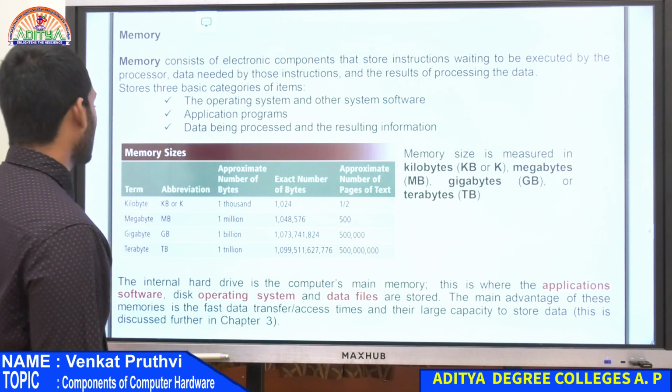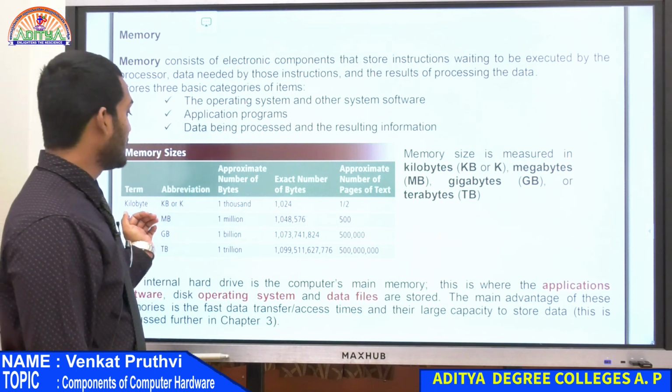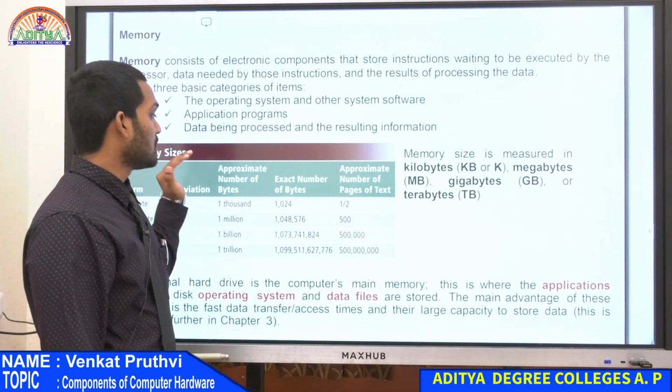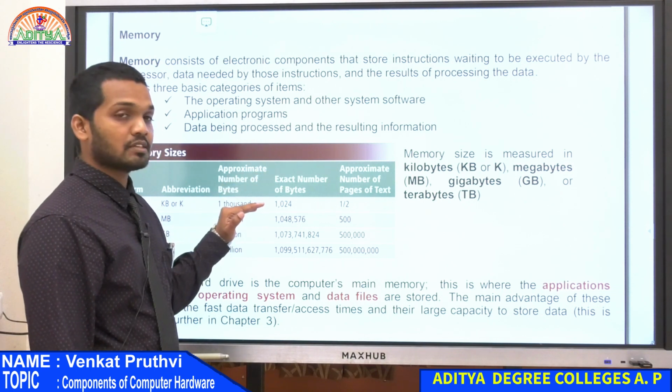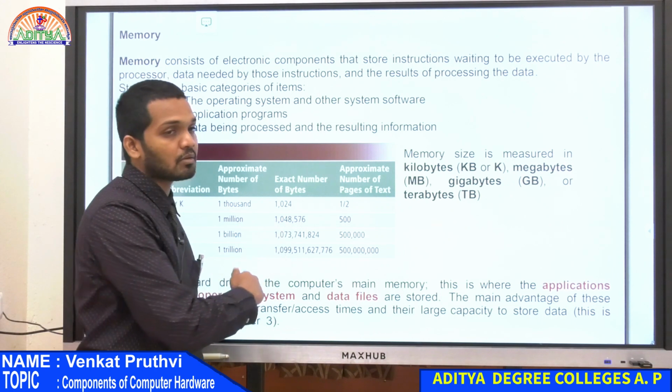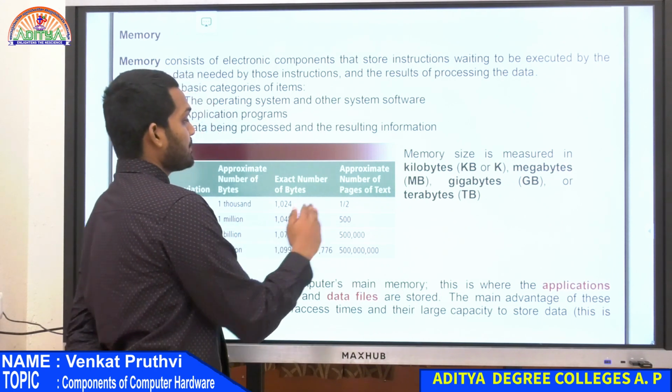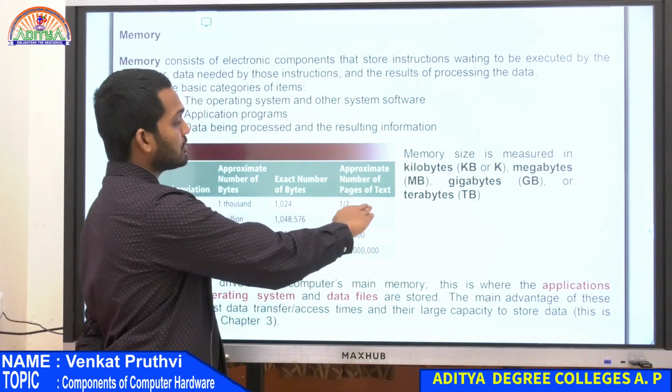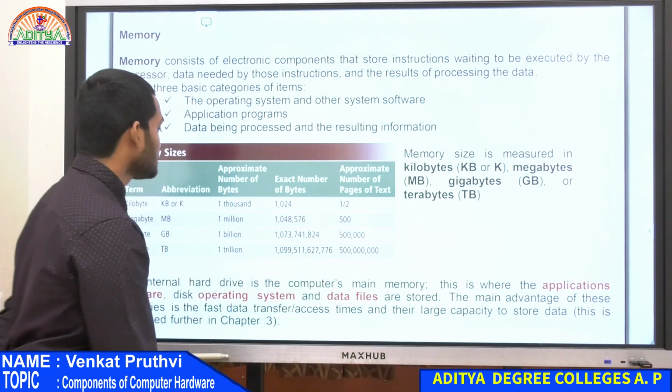So what do you mean by kilobytes KB or K? It is like 1000 bytes. In the sense that the exact number will be 1024, but generally we will ignore that 24 when we compare it with 1000. So the approximate number of pages of text is half a page.